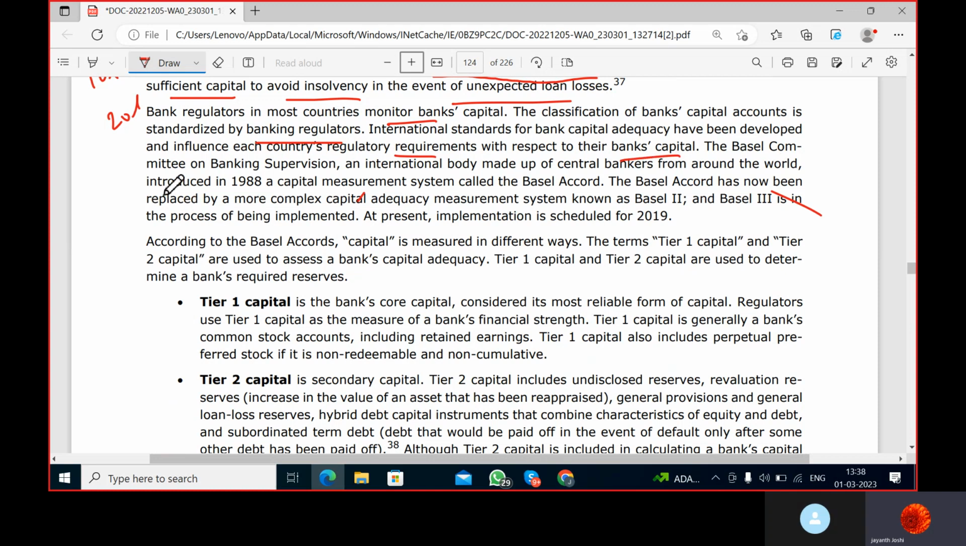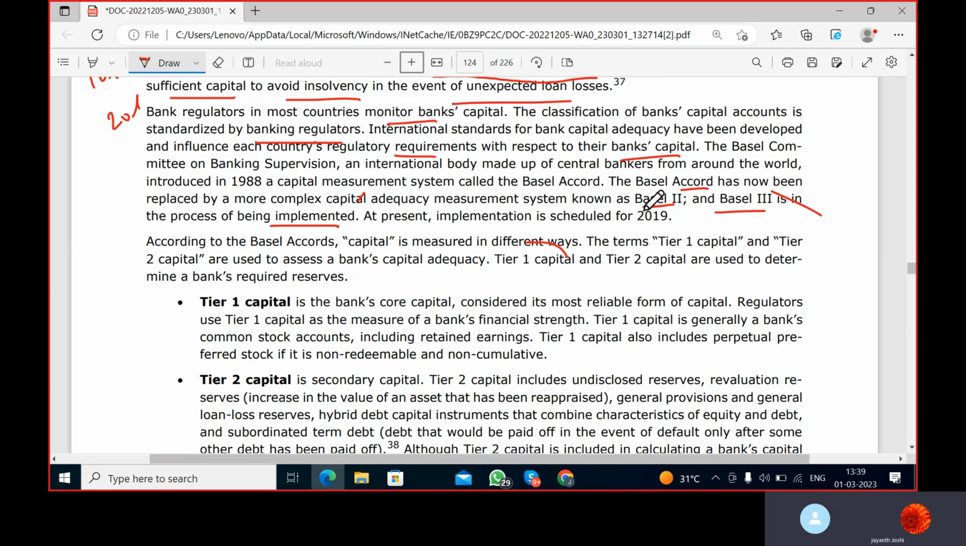Basel is a place in Switzerland where this Basel Committee is formed, where all the bankers and central bankers meet and do a lot of discussion, and the discussions are nothing but to protect the financial sector. So the Basel Accord, or the agreement, has now been replaced by a more complex capital adequacy measurement system known as Basel 2, and Basel 3 is in the process of being implemented. So these accords, one accord, accord 2, accord 3, are meetings and agreements. So now they have this Basel 2 and Basel 3.